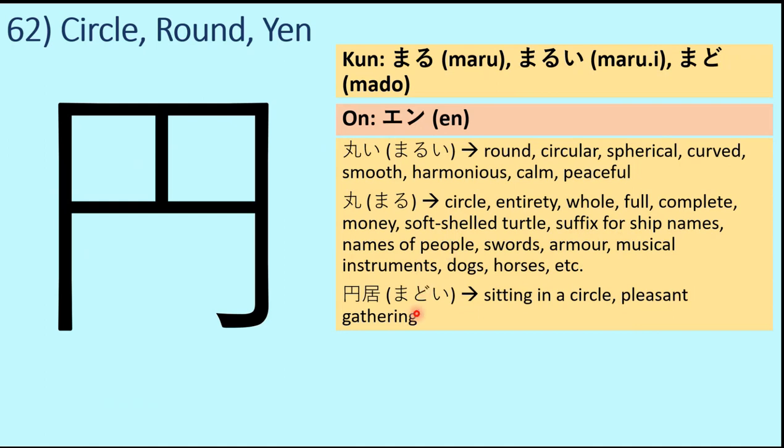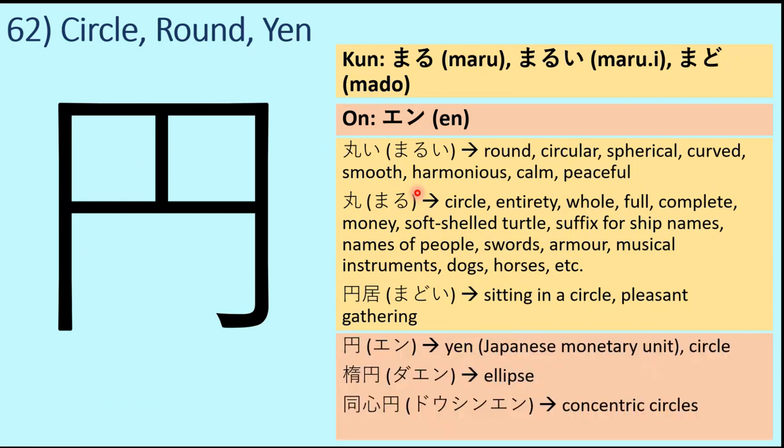And then we have madoi. Madoi means sitting in a circle or a pleasant gathering. So everything that is related to circle is maru and mado. In Onyomi, we have N as the Japanese monetary unit, that is the Japanese currency, which we call yen outside Japan. And in Japan, since the ye sound is not present in the Japanese alphabet system, it is pronounced as N. And it also means circle in Onyomi reading as well.